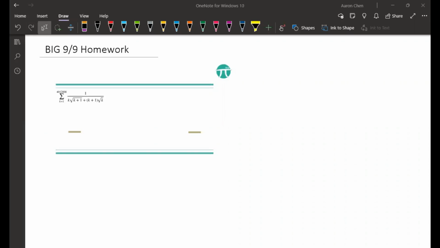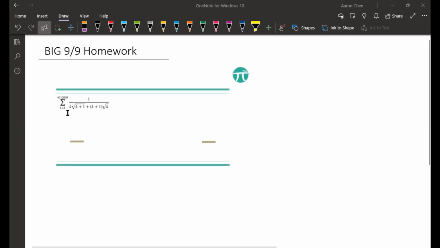Okay, hi. So welcome to the solution video for the September 9th Big Lectures homework. So this is the homework problem, as you can see in here on this window. So it's the sum from k equals 1 to 4,012,008 of the reciprocal of k times the square root of k plus 1 plus k plus 1 times the square root of k.